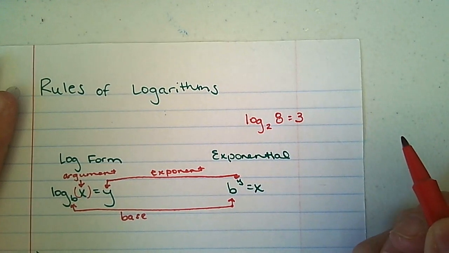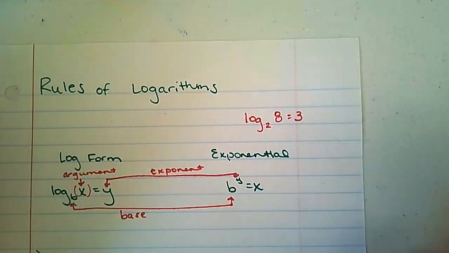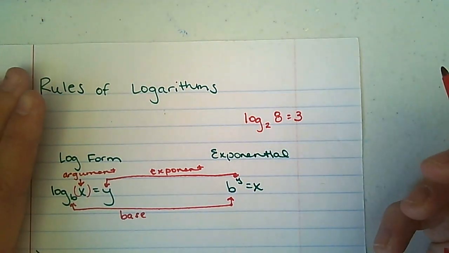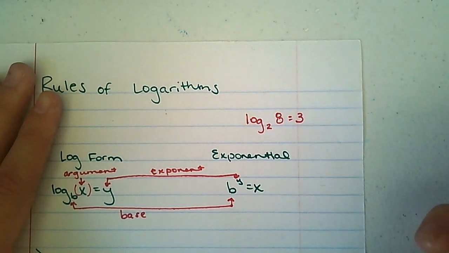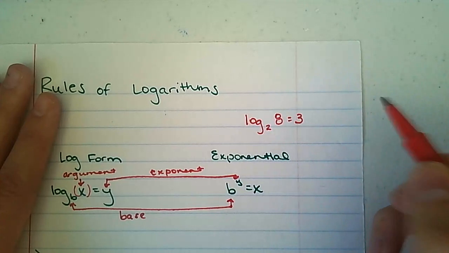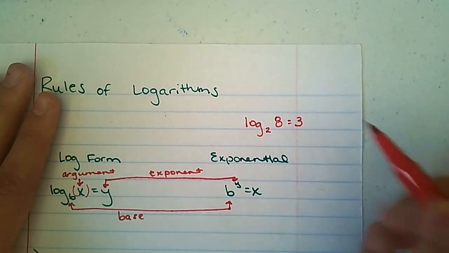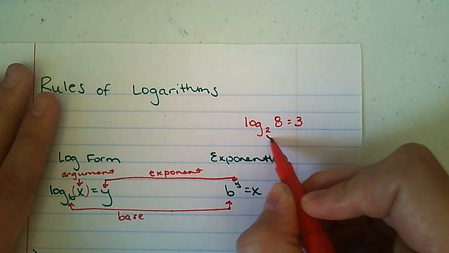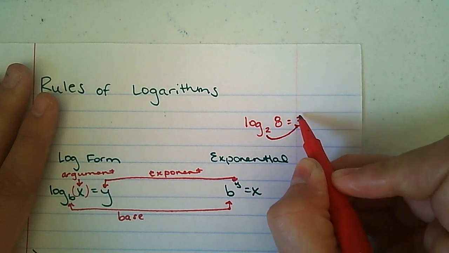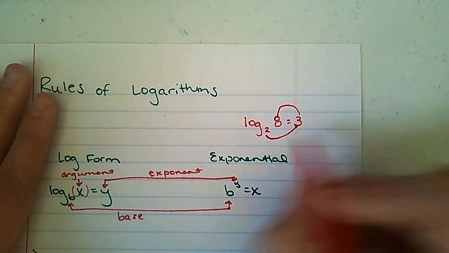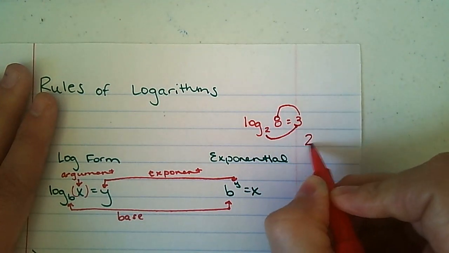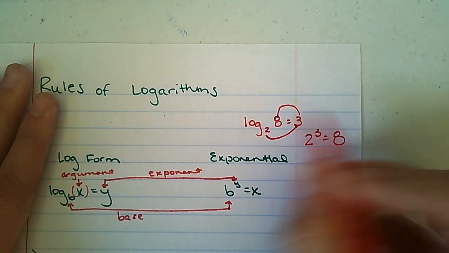And we also looked at putting it into exponential form, because remember, logs and exponentials, they're like peanut butter and jelly. And in order to put it into exponential form, we did that log rule. So remember, when we do a log rule, we always start at the base, goes to what it equals, and then what's left. So this would be 2 to the third equals 8.